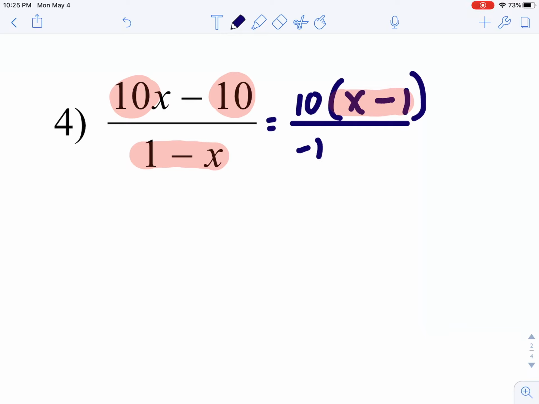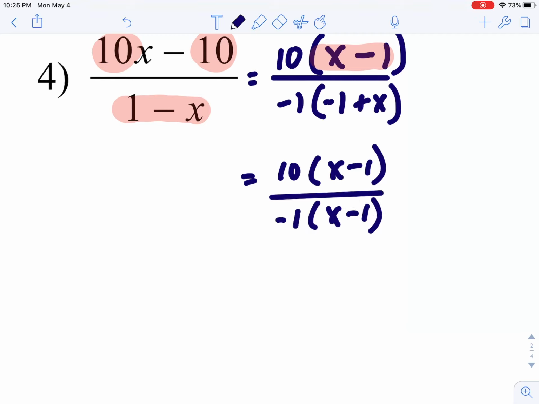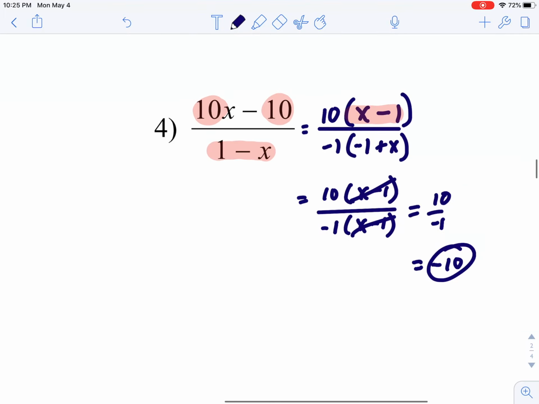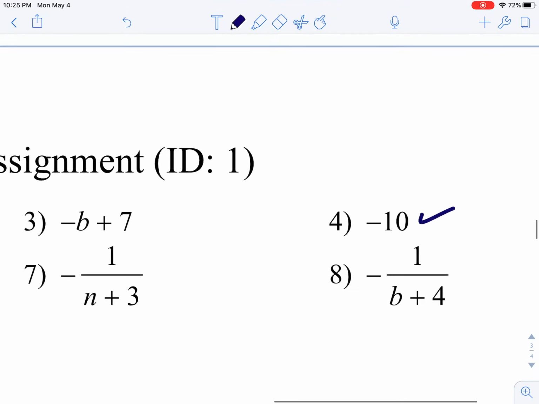So I'm going to factor out a negative 1. That's going to give me negative 1 plus x, which then is 10 times x minus 1 over negative 1 times x minus 1. See, so I invert these, I switch them around to turn it into that. Those cancel out. I'm left with 10 over negative 1, and that's a simple division problem. 10 divided by negative 1 is negative 10. So the answer to number 4 should be negative 10. Oh, where am I? Right there, negative 10.